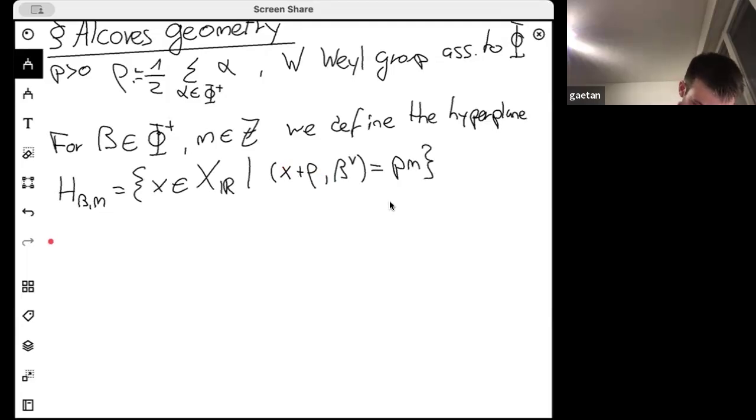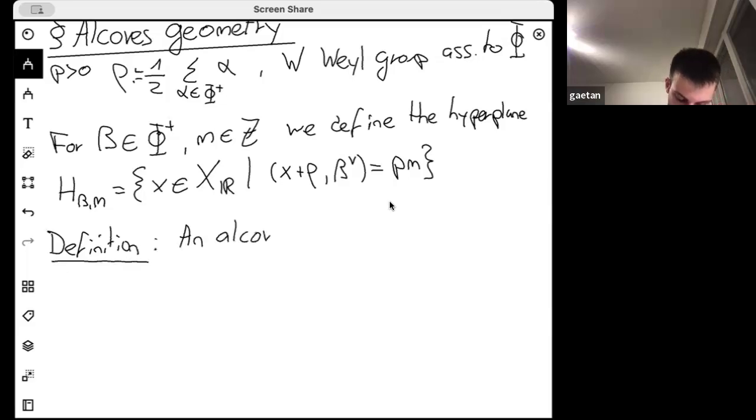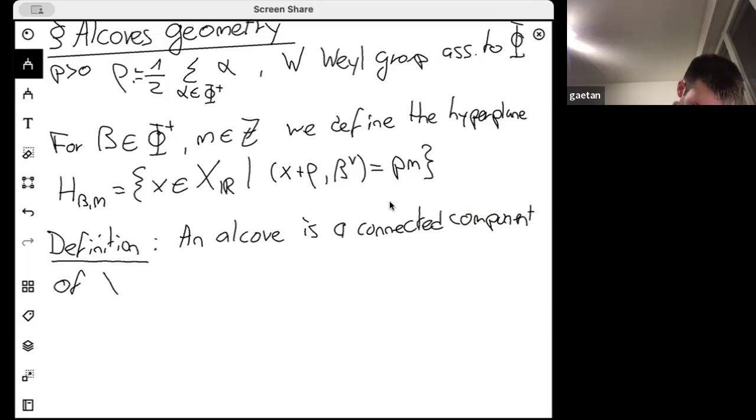And by definition, an alcove is a connected component of our vector space where we remove all those hyperplanes.